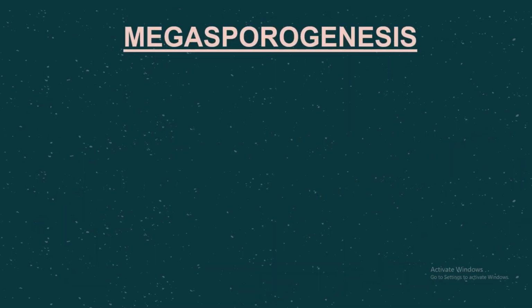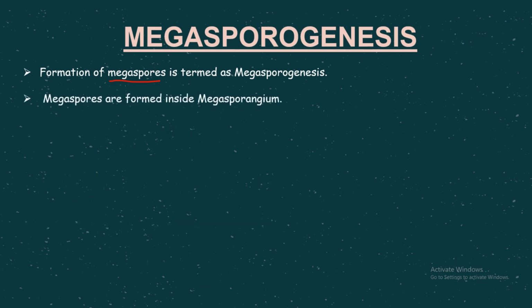So the megasporogenesis. So what is the megasporogenesis? The formation of megaspore is called megasporogenesis. Okay, तो मतलब क्या है? ये मेगास्पोर का जो फॉर्मेशन होता है इस प्रोसेस को हम लोग क्या बोलते हैं? मेगास्पोरोजेनेसिस. अब ये मेगास्पोरोजेनेसिस कहाँ पे होगा? Generally, the megasporogenesis takes place inside the megasporangium. And the result of the megasporogenesis is the formation of megaspore.